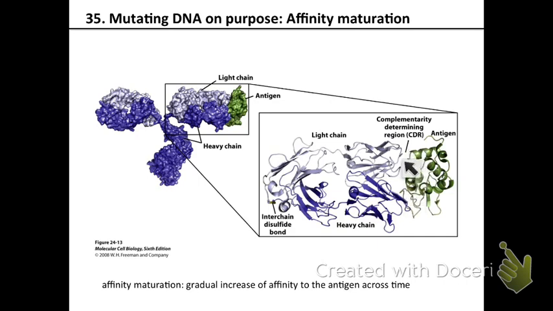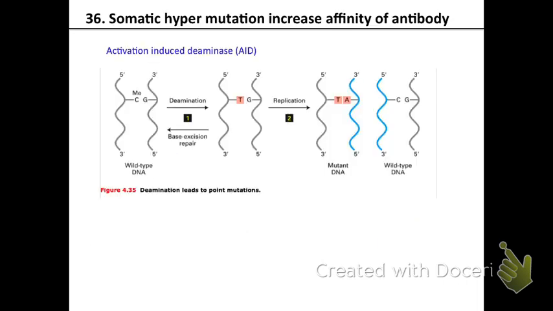So this surface area matures with time. What that means is it gets better and better at recognizing the antigen with time. So the cells make better and better antibodies that have stronger and stronger binding. How does that happen? It happens through somatic hypermutation. It's a mutation on purpose.